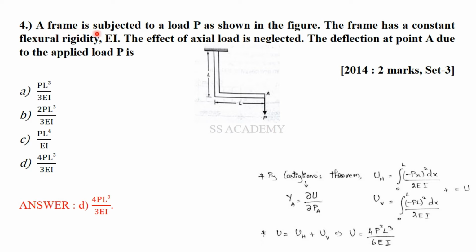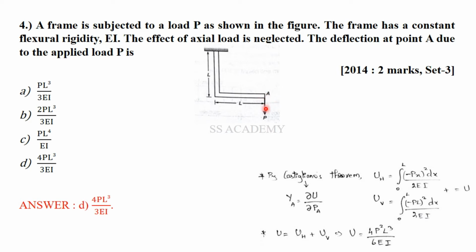A frame is subjected to a load P as shown in the figure. The frame has a constant flexural rigidity EI. The effect of axial load is neglected. The deflection at point A due to the applied load P is? They have asked the deflection at point A due to the applied load P, that is, the deflection at the point of application of the load itself.